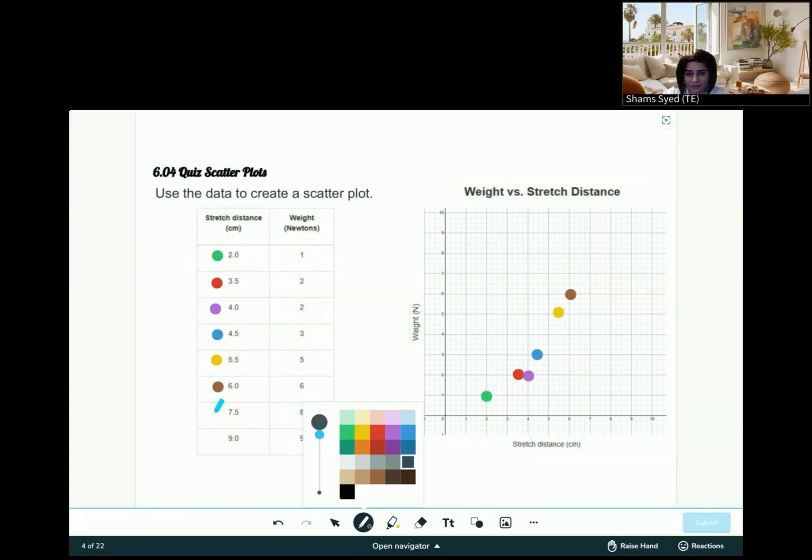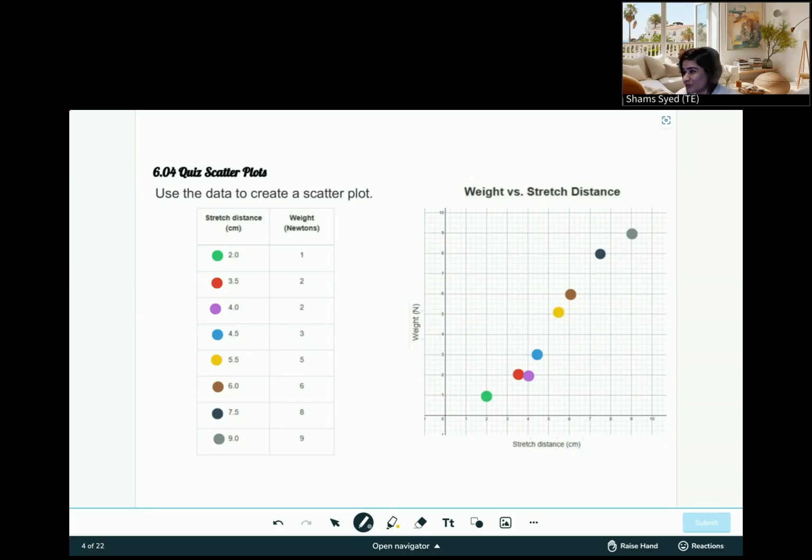Next, stretch distance is 7.5. That is between 7 and 8. How much do you go up? Go up 8, because the weight is 8. Finally, that's going to be a gray dot. And stretch distance is 9. How much do you go up? Look at the matching number, it is also 9. 9 for 9. Nice, a good positive scatter plot, all colorful and ready.